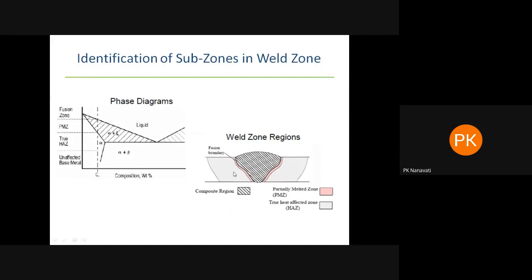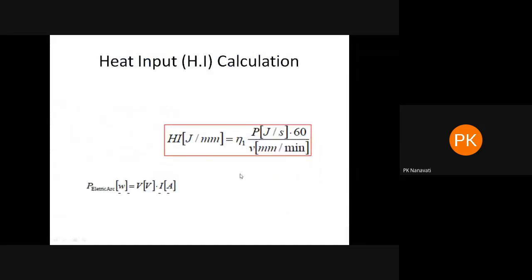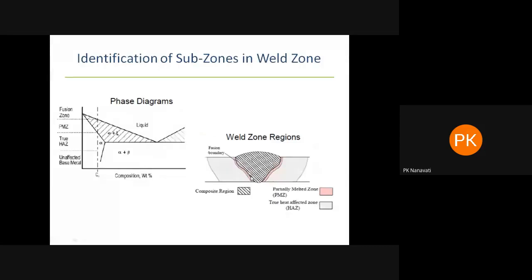True heat affected zone means the zone which has been affected by the thermal cycle. All right. So you understand this, how at a microstructure level, the agreement between these phase diagrams and weld zone regions, how they are correlating. Okay, why we have to correlate, right? Phase diagram with the microstructure.